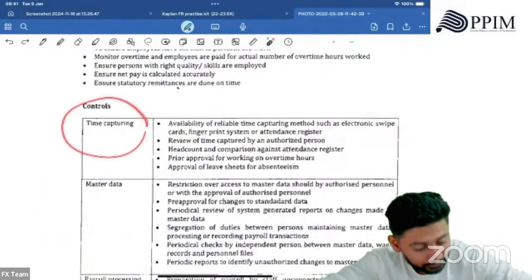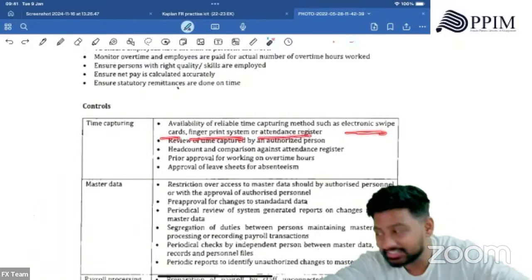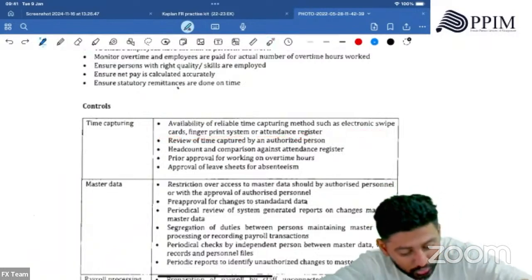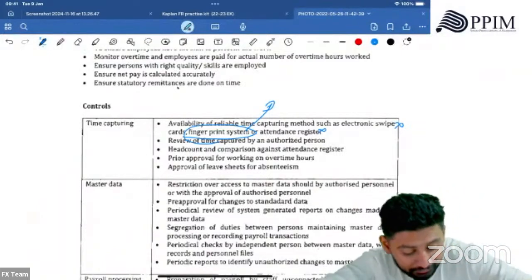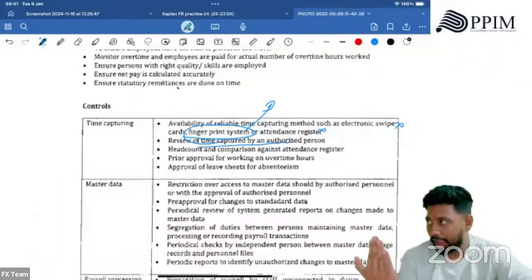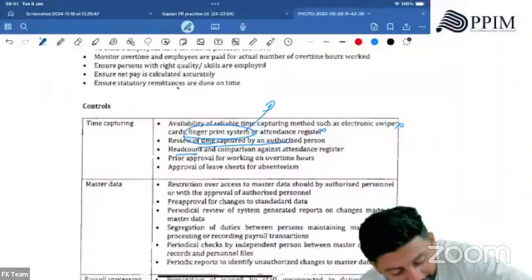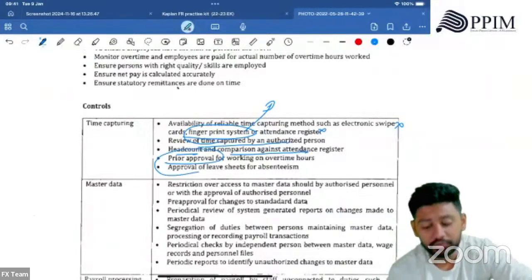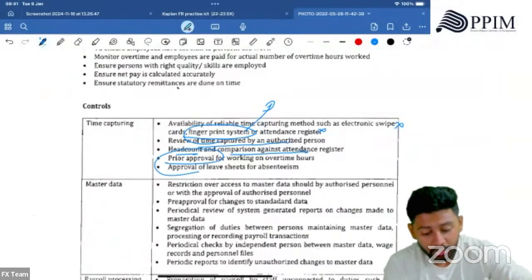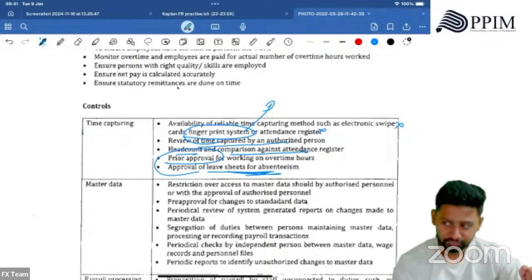So coming back, time capturing. Availability of reliable time capturing methods such as electronic swipe cards, fingerprint system, or attendance register. Well, I'm not too happy with this and this. Probably yes, this with CCTV camera. Review of time captured by an authorized person. Okay, somebody has to see, okay, this is the time captured, this guy has come in. Head count and comparison against the attendance register. Prior approval for working overtime hours. That's very important. Approval of leave sheets for absenteeism. If there is someone who is absent, there should be a procedure, a sheet procedure.